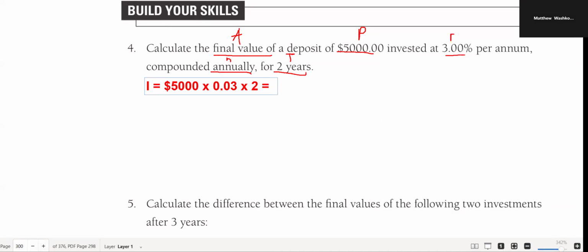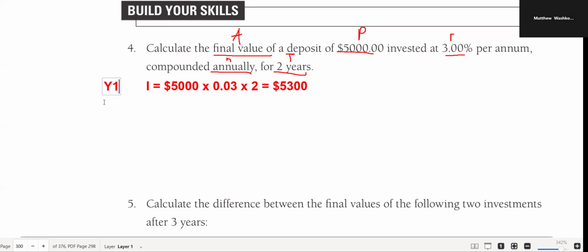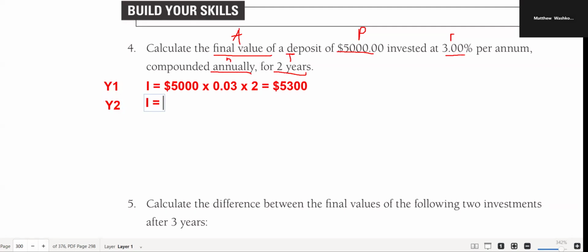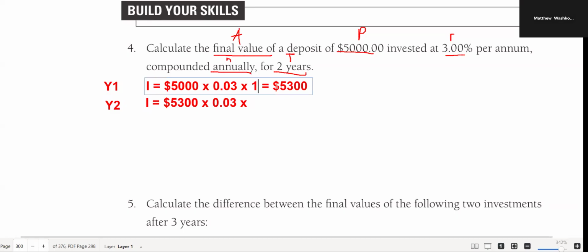So I have $5,300, right? So this is year one. Now for year two, I have $5,300, right? Because that's what I'm entering year two with. Oh, sorry, I've goofed this up. This is supposed to be one. Right, 150. My bad. Times one.